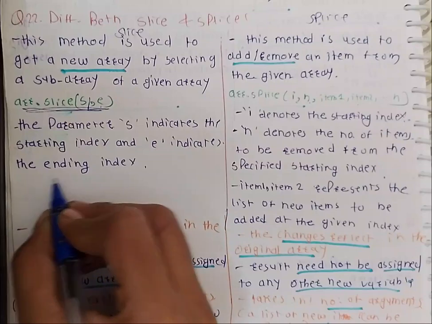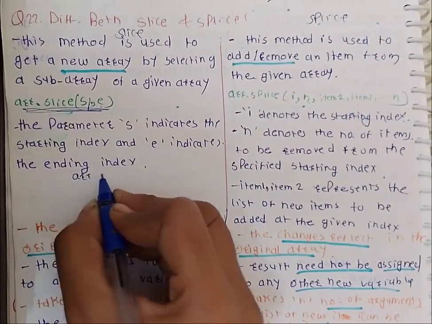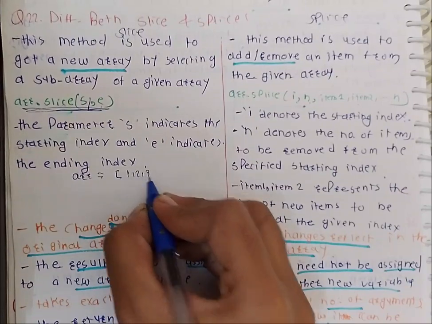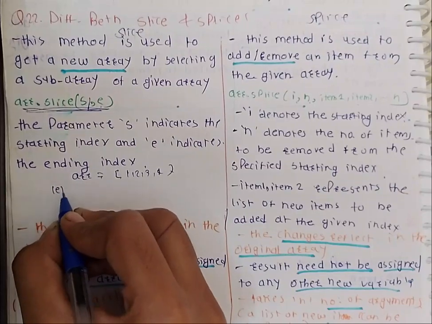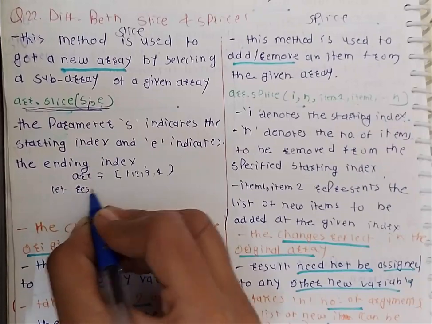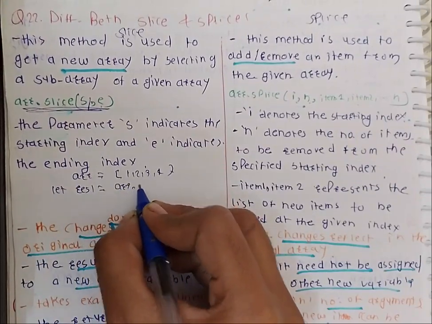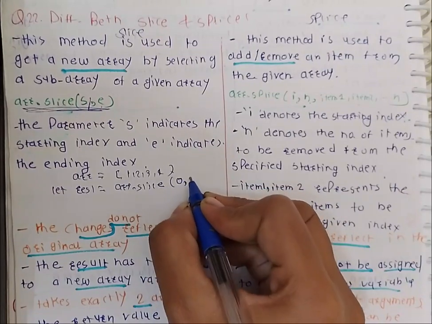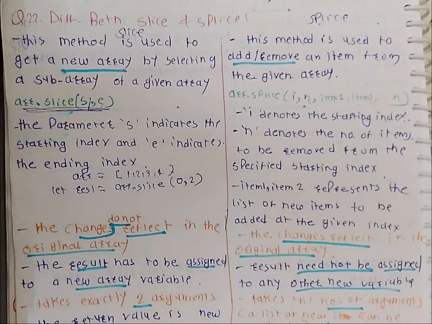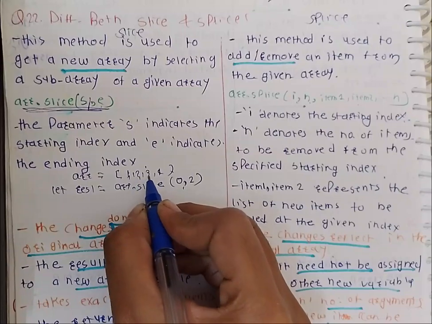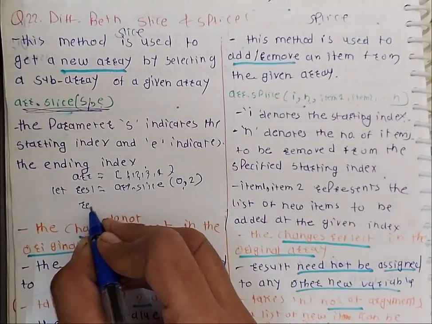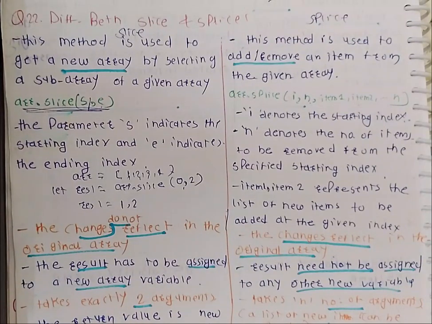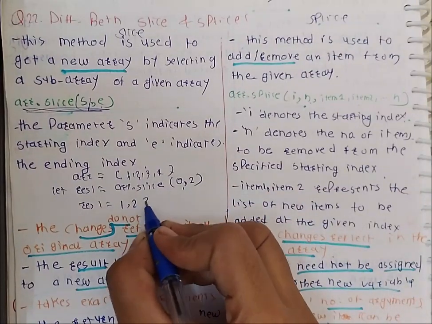By using this example, we can see that we have an array 1 2 3 4, and when we write let res1 is equal to arr dot slice, passing starting index 0 and ending index 2, it will store the result in res1 like 1 and 2.